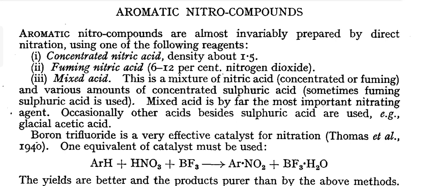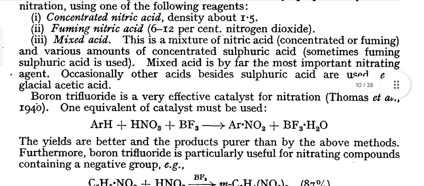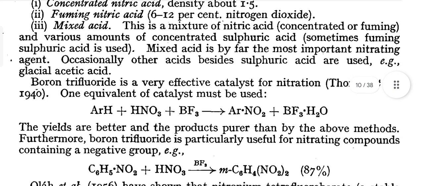concentrated nitric acid, density is about 1.5, fuming nitric acid 6 to 12%, nitrogen dioxide, mixed acids. This is the mixture of nitric acid, that is concentrated or fuming, and various amounts of concentrated sulfuric acid, sometimes fuming sulfuric acid is used. Mixed acid is by far the most important nitrating agent. Occasionally other acids besides sulfuric acid are used.